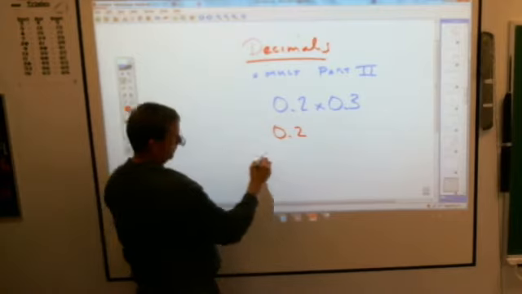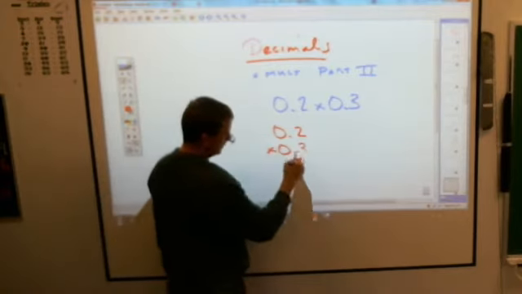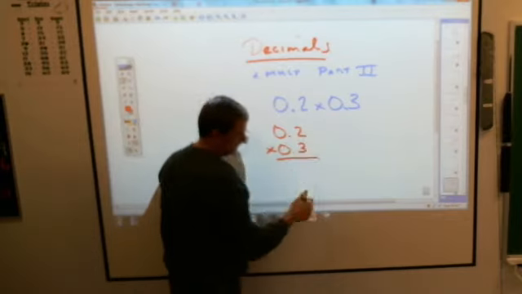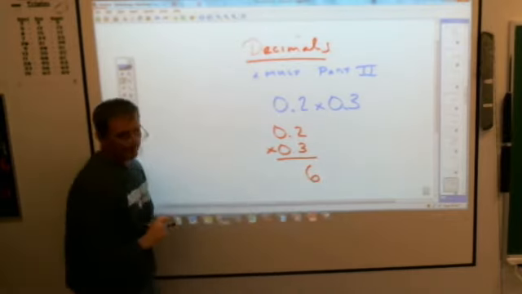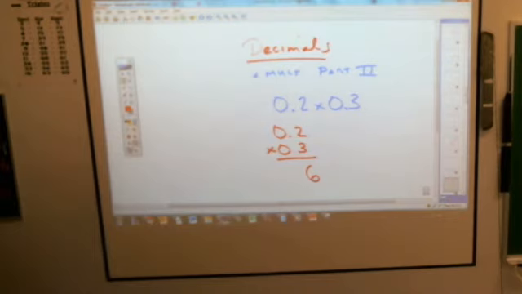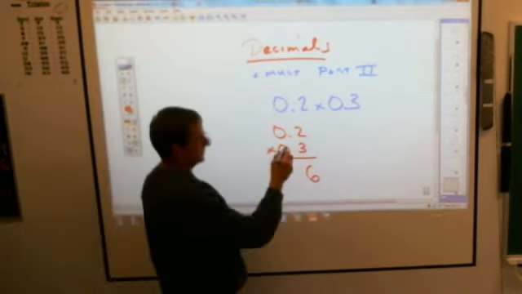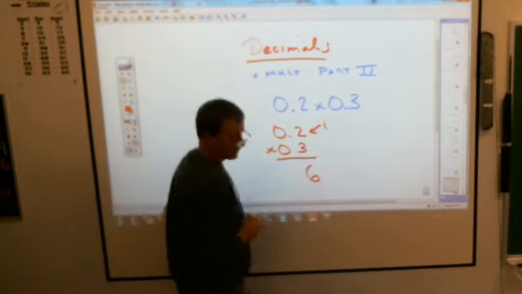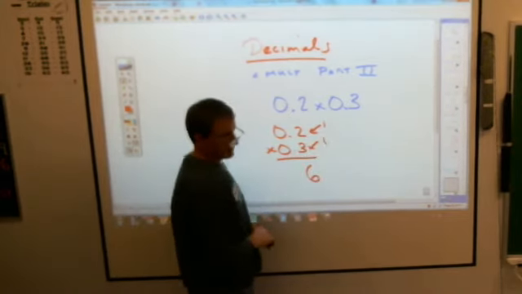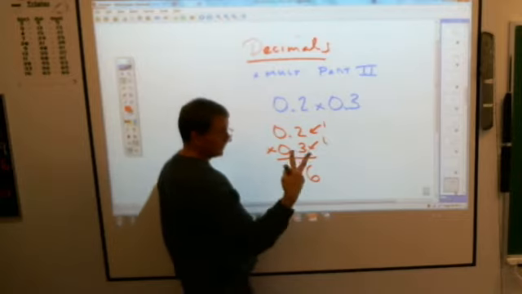0.2 times 0.3. Here's where you have to be very careful because I see a lot of mistakes in this. It's like multiplying 2 times 3. 6 is in my answer. However, you must be very careful about where the decimal goes because if you follow the rules, there's one decimal place there, correct? Yes. One decimal place there, correct? Yes. That's a grand total of 2.